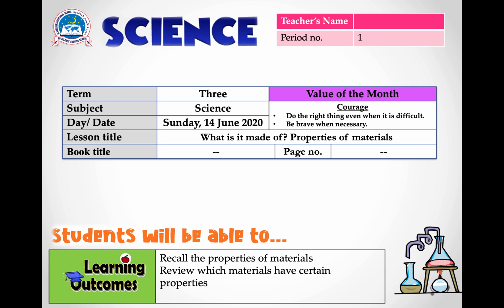Period 1. Our lesson title is The Properties of Materials. We are going to look at different items and see what they are made of. In this lesson, students will recall the properties of materials and review which materials have certain properties.